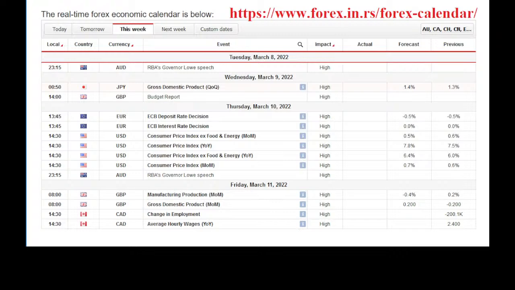You can visit our website, you see the link, and you can find this calendar and see that the most important day this week is Thursday, March 10, when we'll have very important news for the euro and for the US dollar. So I hope that you will think about this day.